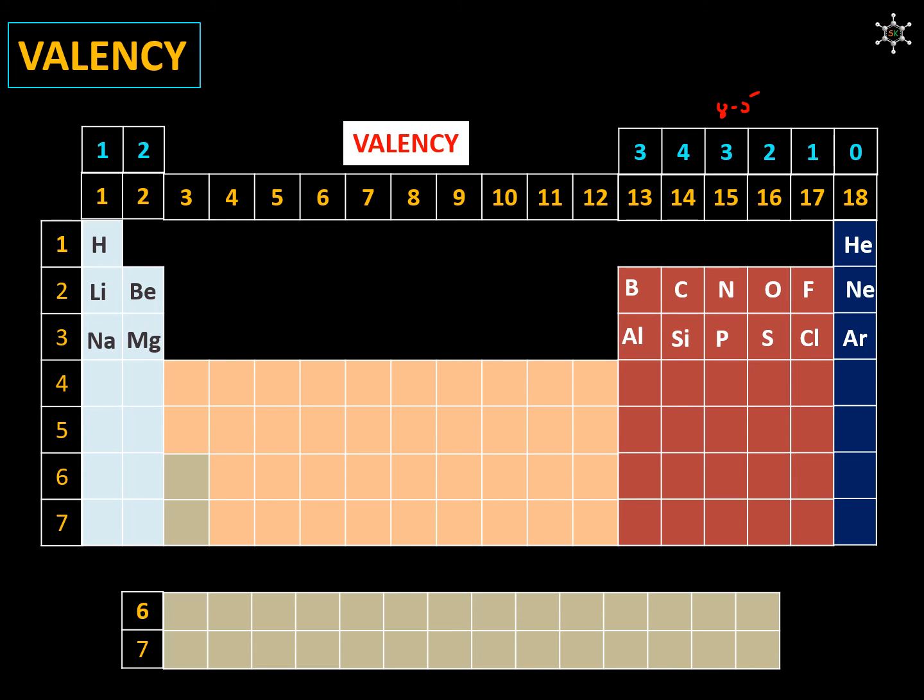Remember, take the last number. 8 minus 5 is 3. 8 minus 6 is 2. 8 minus 7 is 1. 8 minus 8 is 0. The same logic can be applied even for group 14. 8 minus 4 is 4. For group 13, just retain the last number. For group 1 and 2, the group number itself is its valency.